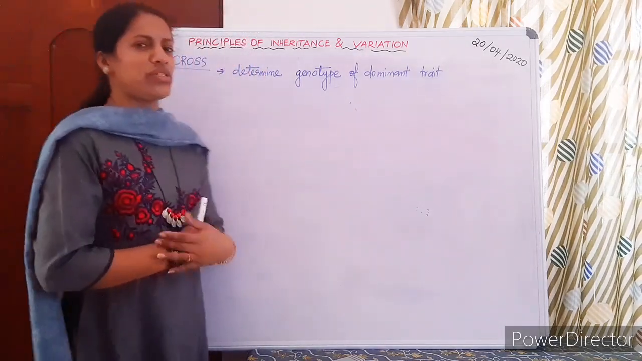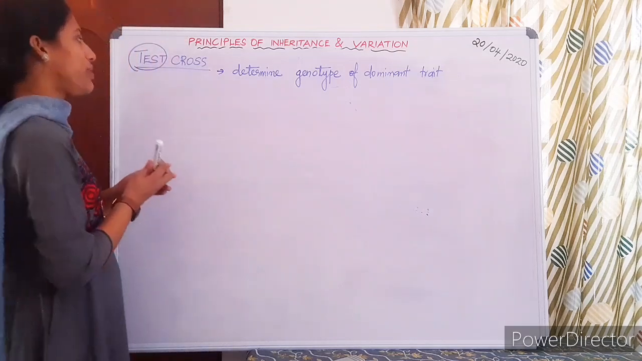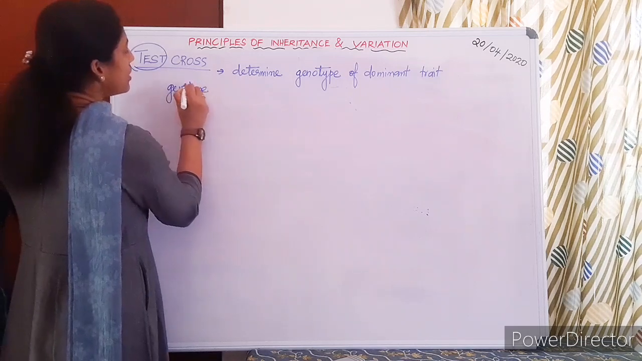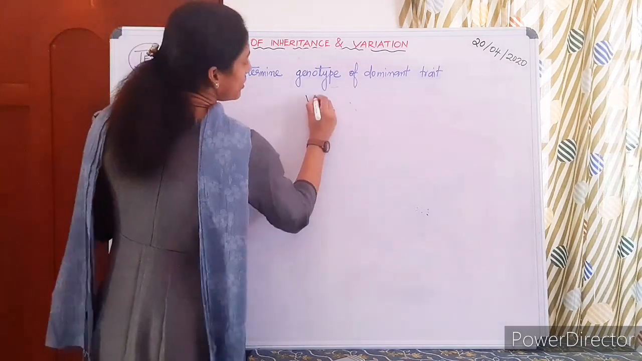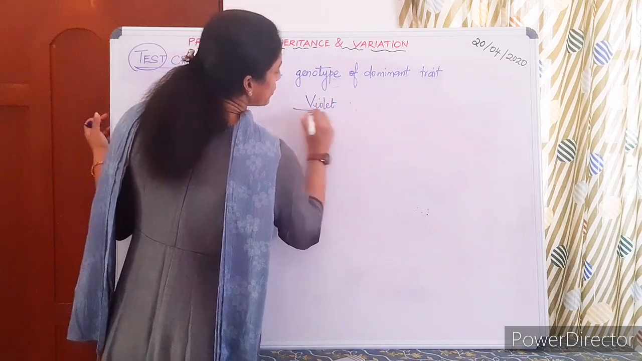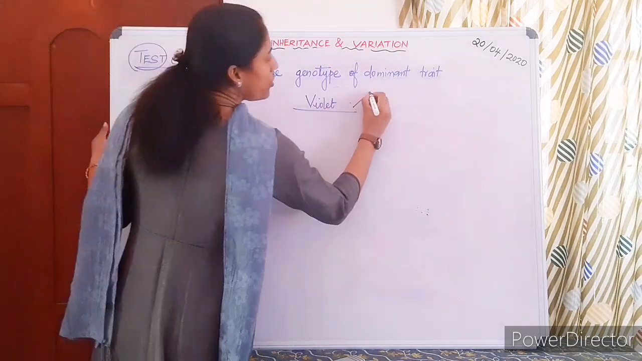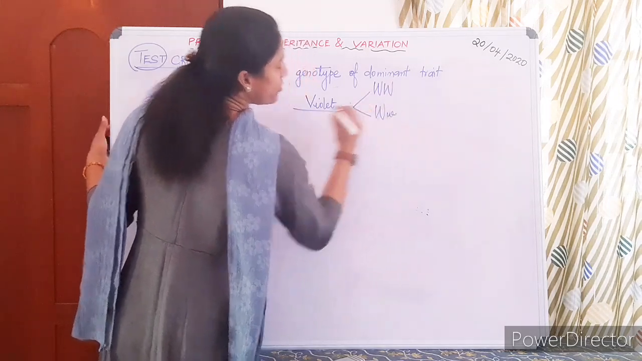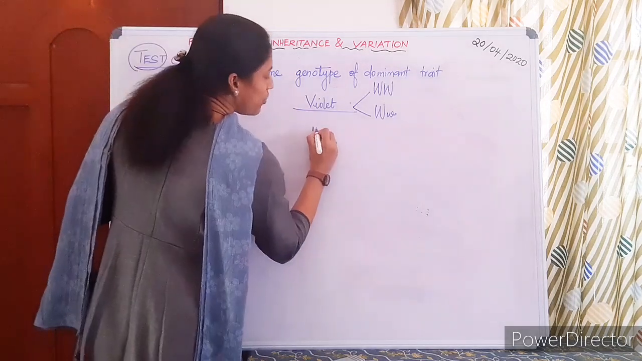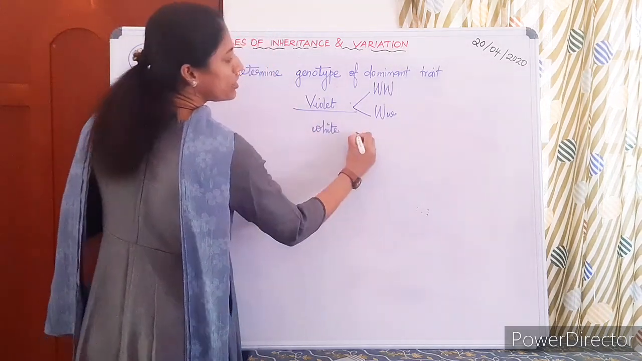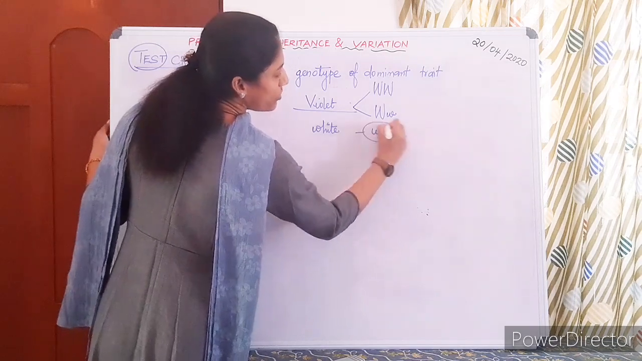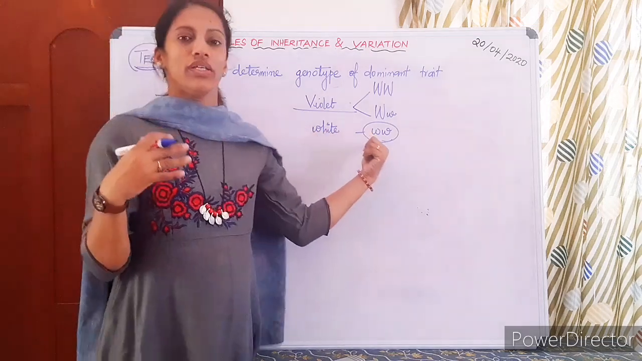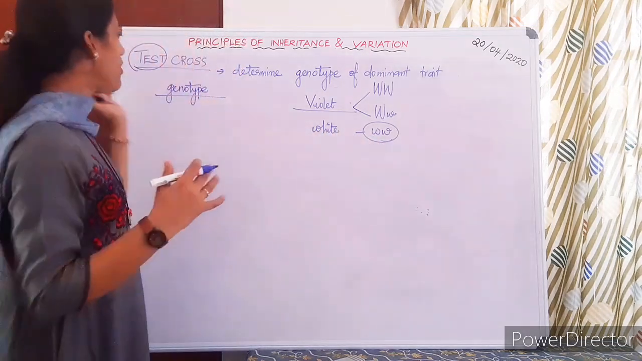Then what may be this cross? Very simple. We have only one way. We already know the genotype of only one. Suppose the case of violet and white flower. A plant with violet flower is given to you. You don't know whether it is capital W capital W combination or capital W small w combination. But a plant with white flower, you know it is small w small w combination. Which genotype is familiar to us? The recessive one. So we have only one way.